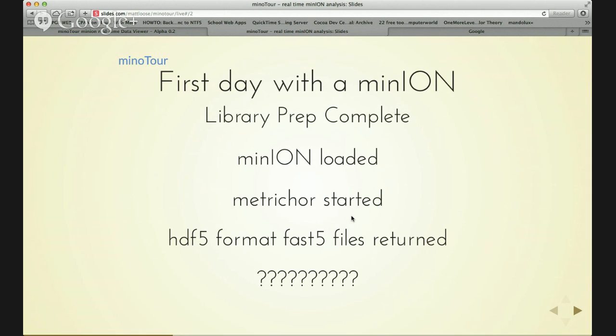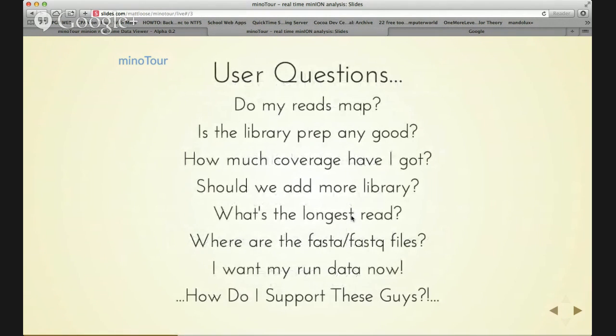The first time we ran it, we were there, and there were some users looking at that, and as soon as the data comes back, there are really obvious questions you want to ask. Do my reads map to the reference? Is my library prep any good? What does a good library prep mean? We've learned a bit about that. What's the coverage? Should we throw on more library? What's the longest read? All these things.